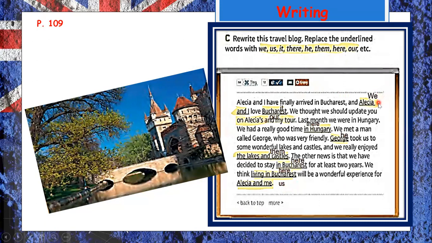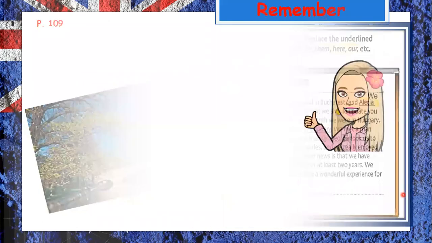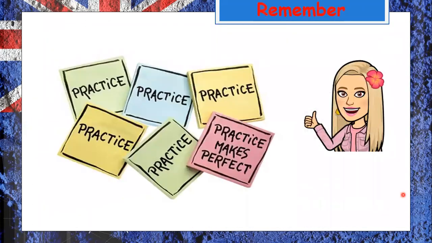Remember that the words we have underlined mean that you are going to substitute them. When we refer to Alessia and I, we are talking about we. When we refer to Bucharest, we are talking about it. Alessia and I, my tour, we say our. Okay, so this is important for you to substitute and pay attention. Now, remember, this is very important for you to practice, practice, practice, and practice because practice makes perfect.